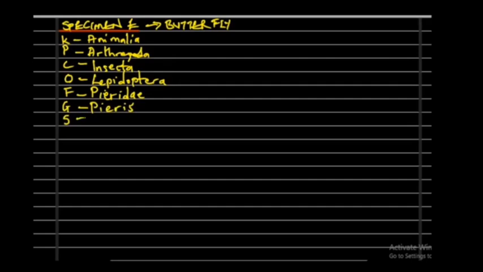And then the species is the rapae. So for this particular one, the scientific name will be Pieris rapae. Pieris rapae. So we put the underline as we have always done. So that is about this particular organism. So what do you have to say about the organism?